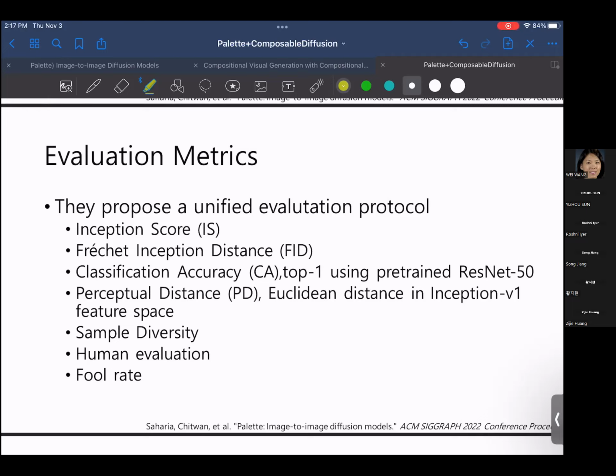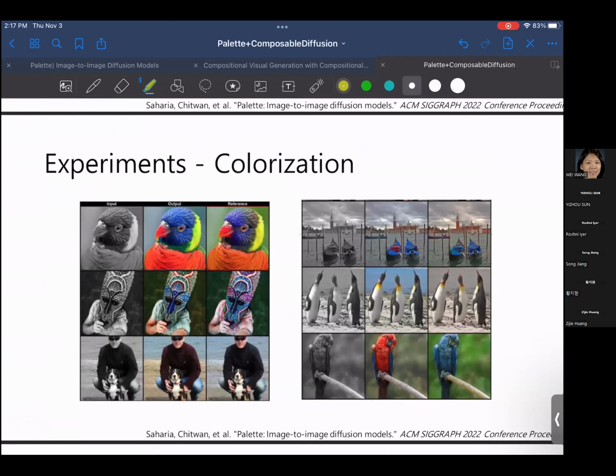So in terms of colorization, you can see that when a grayscale input is given, there is an output that is colorized, and this is the reference image where you can check if this image is actually similar to the original image they were trying to put in. So you can see that most of the images are colorized very well.